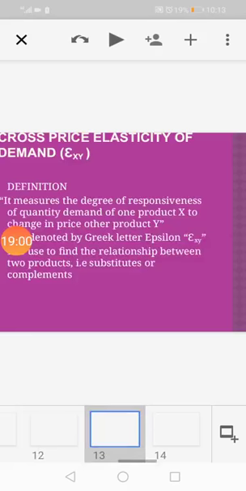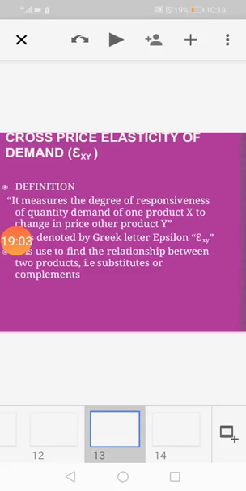Let's discuss cross price elasticity. The definition is more or less the same. The only difference is, let's discuss it. It measures the degree of responsiveness of quantity demanded of one product X to change in price of other product Y. Here X and Y, let's suppose, are two goods. It is also denoted by Greek letter epsilon, and in subscript I have written XY, where X and Y are two products. It means we are measuring cross price elasticity between good X and good Y.